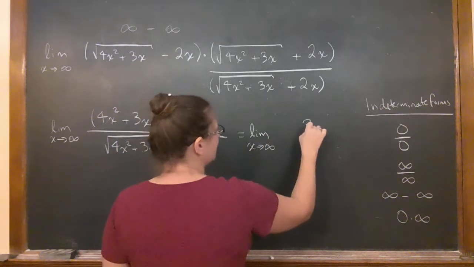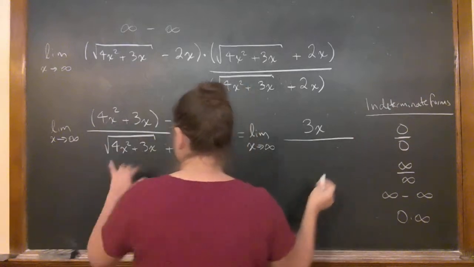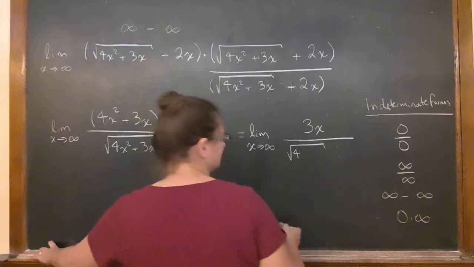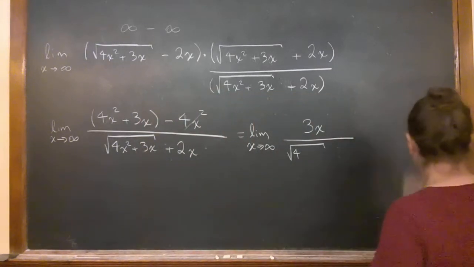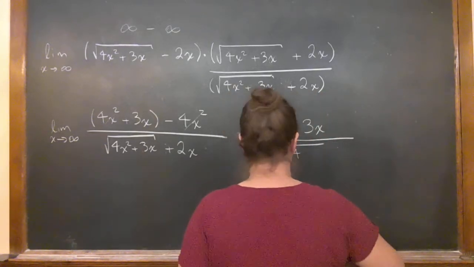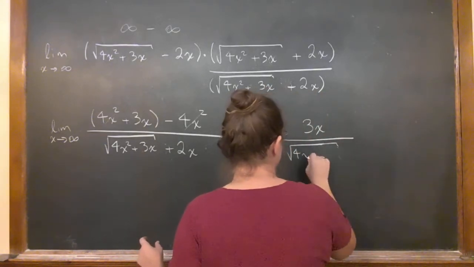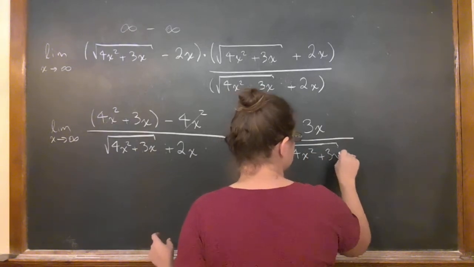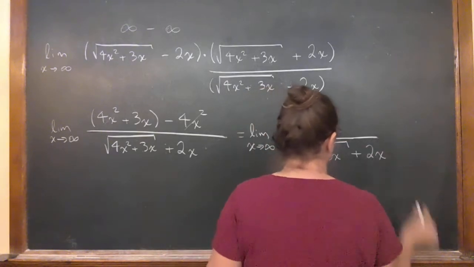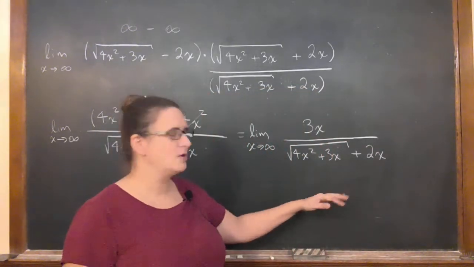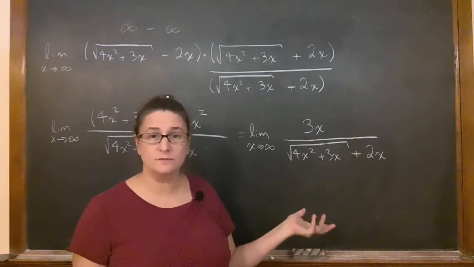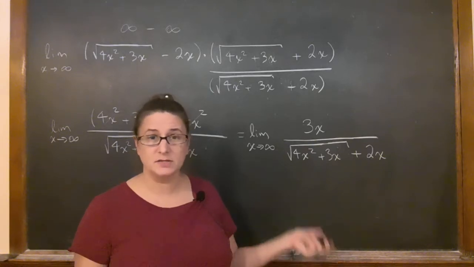And now I have 3x in the top and this garbage in the bottom. You know what? I'm just going to erase this bit about indeterminate forms. Okay. In the previous videos, we've got a rational function that's going to infinity.